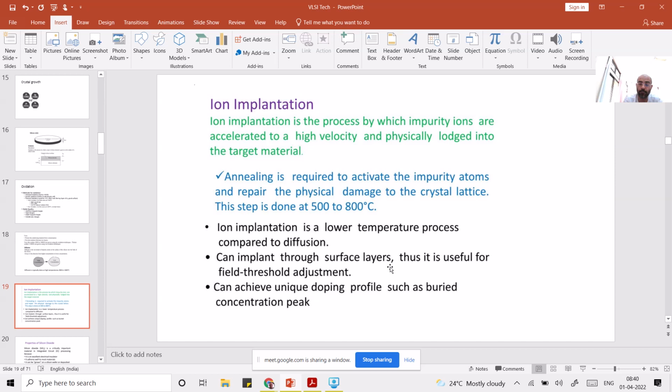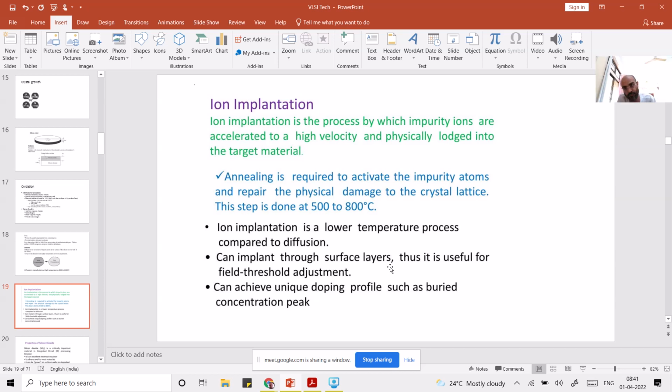When I say annealing, we will move one by one. When you do ion implantation, you are forcefully targeting the beam of that material into that particular region of the surface, so it will penetrate into the surface. How much it will penetrate depends upon the energy of the beam. If it has more energy, the penetration will be more. If the beam energy is less, the penetration will be less.